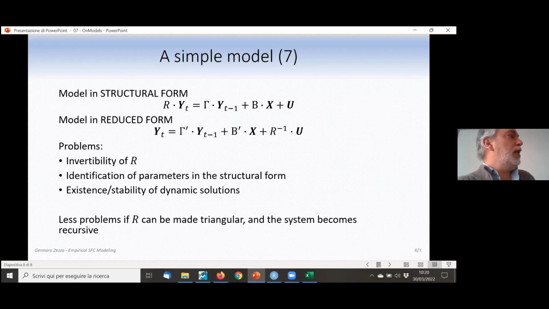So you cannot estimate the equation, the two equations directly in structural form, but you can estimate them in reduced form. The problem is that the parameters you get in the reduced form are those in the matrices gamma prime and B prime, and they are less than the parameters in R plus the parameters in gamma plus the parameters in B. So you have the so-called problem of identification. So you cannot obtain the original parameter in the structural form from your estimates of the reduced form.